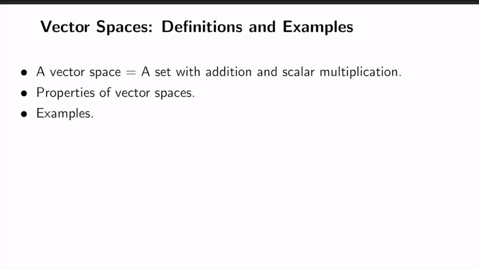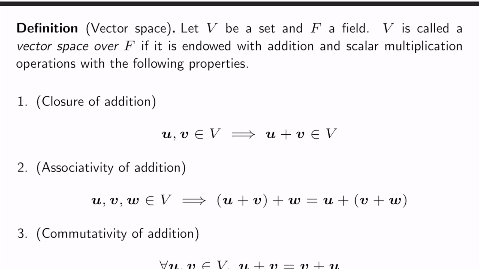In this video, we first study the definition of a vector space, which is a set with addition and scalar multiplication that satisfy a set of axioms, followed by proving some properties of vector spaces. And finally, I'll give a few examples of vector spaces. Okay, let's start. So here's the definition of a vector space.